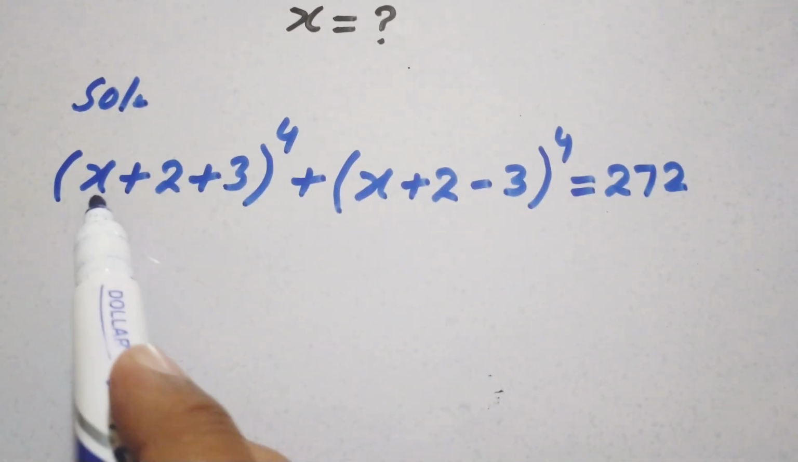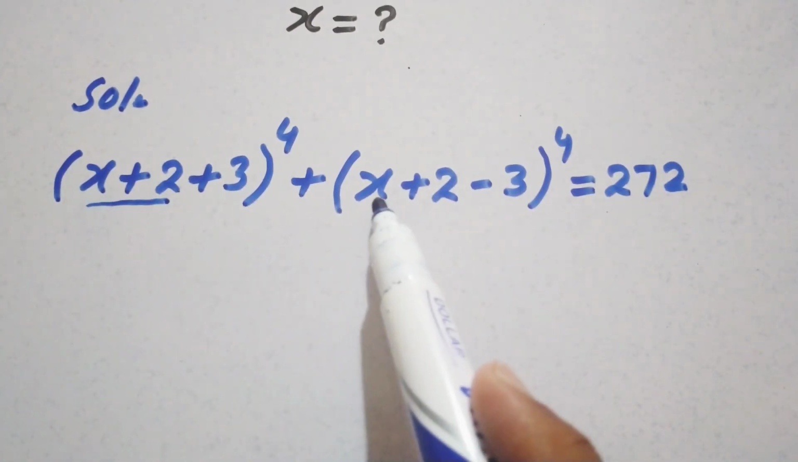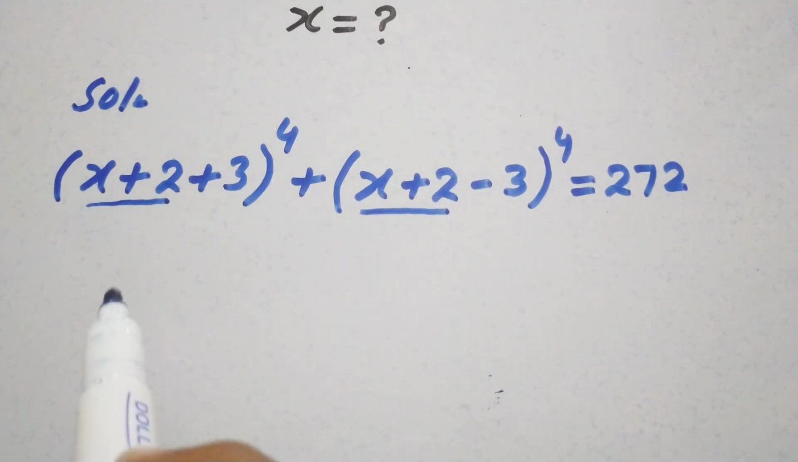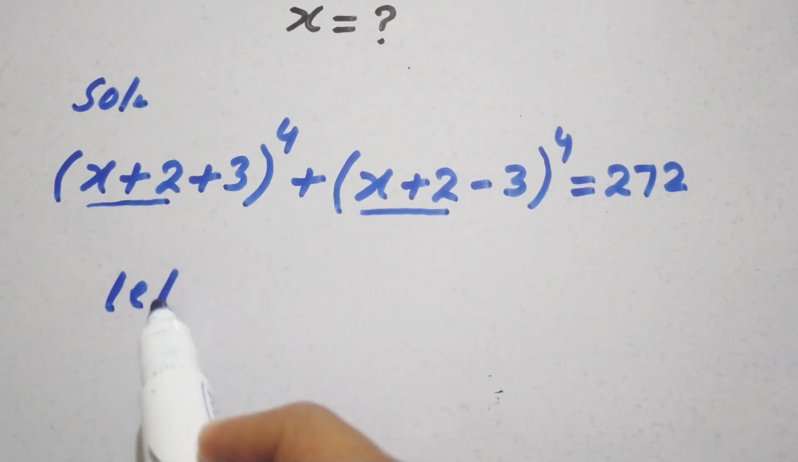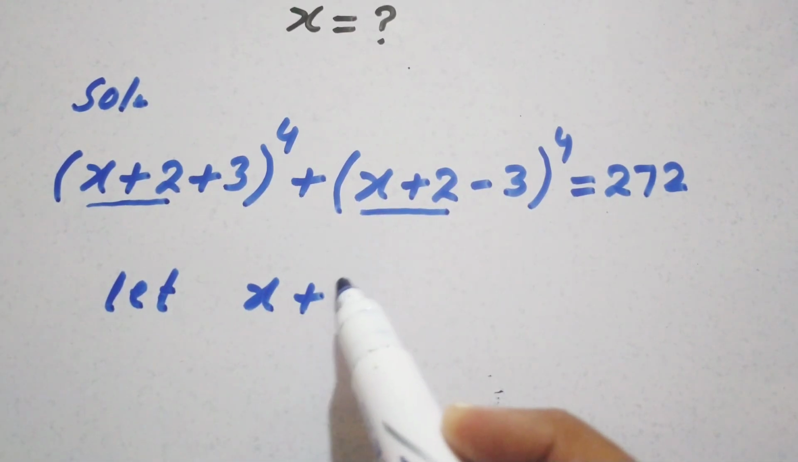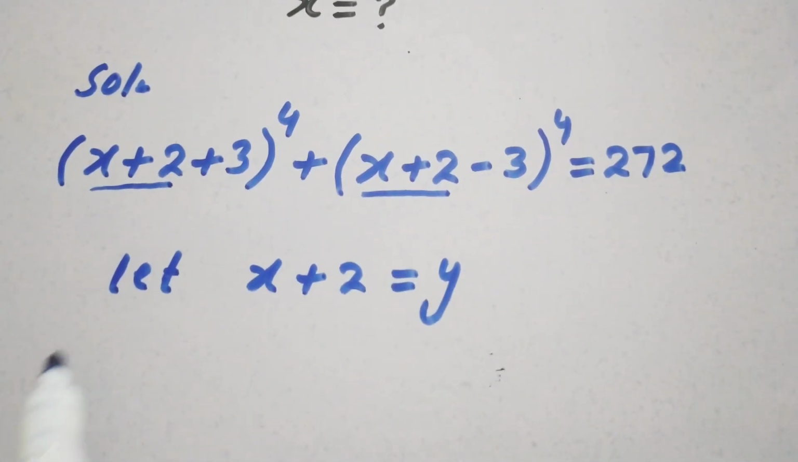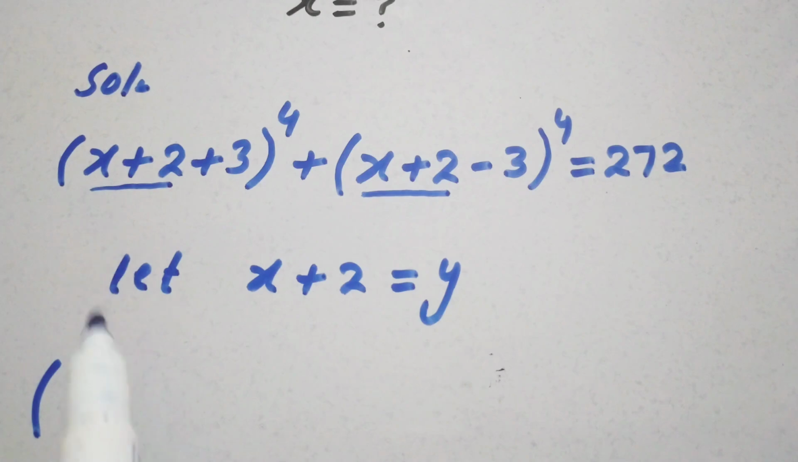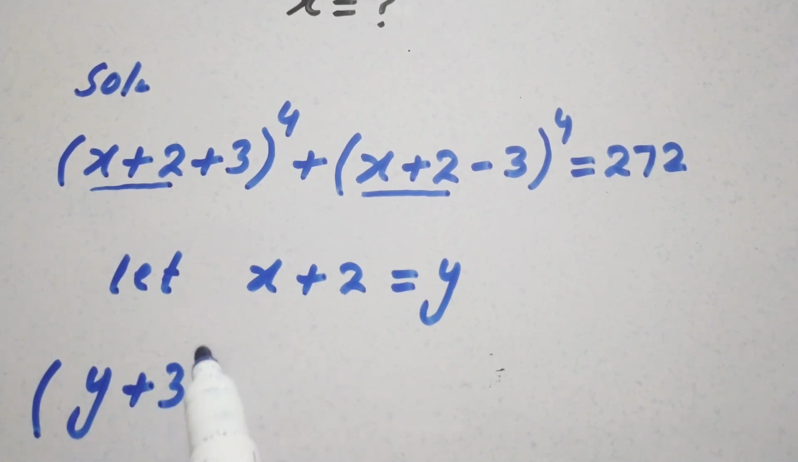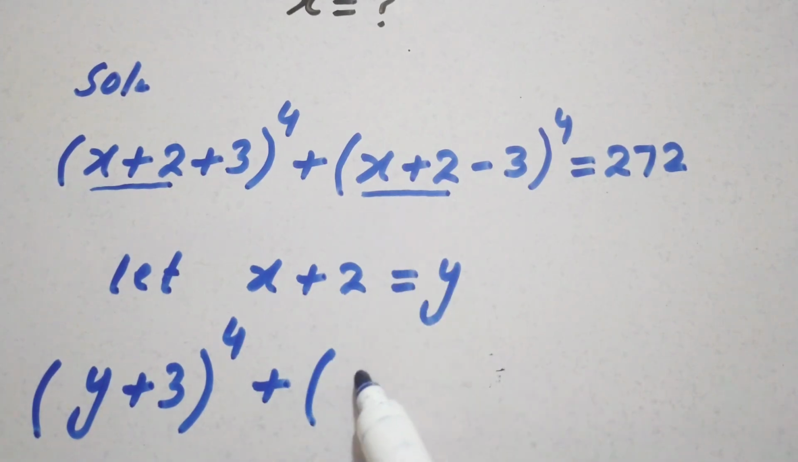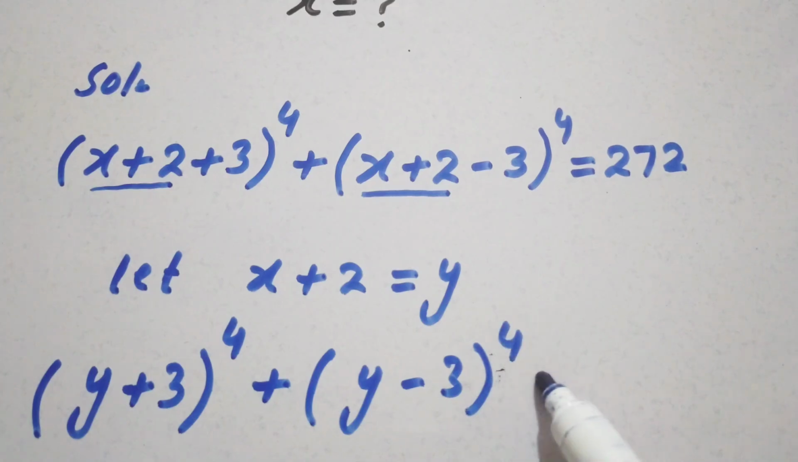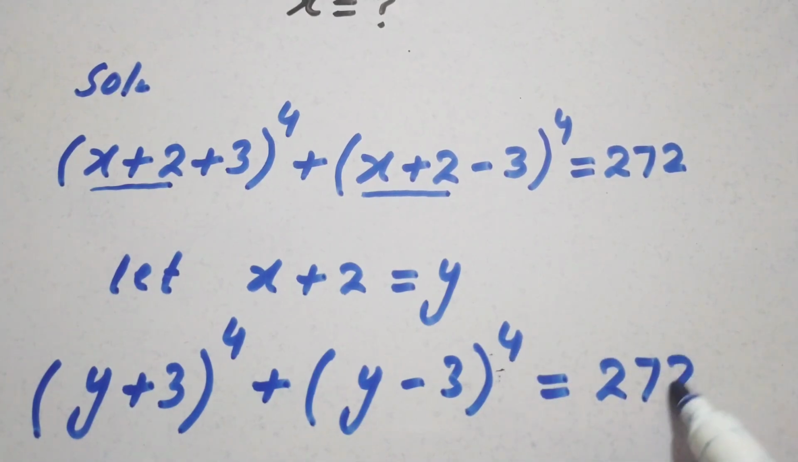Now it is obvious that this is x + 2 and this is also x + 2. So let x + 2 = y. In the next step, in the place of x + 2 we will write this as (y + 3)^4 plus this is (y - 3)^4 is equal to 272.